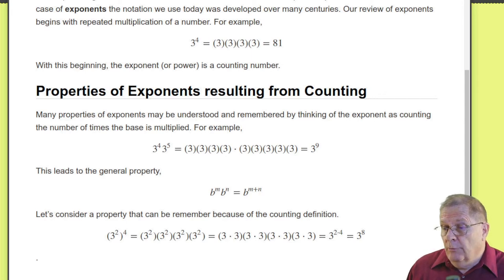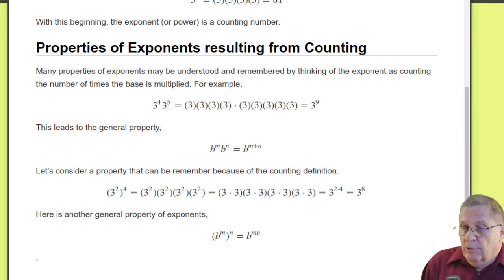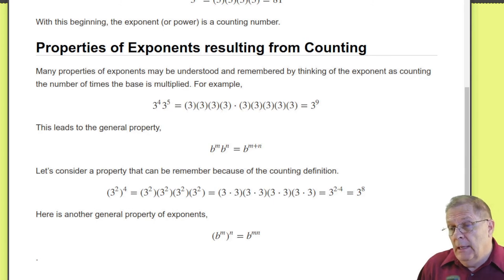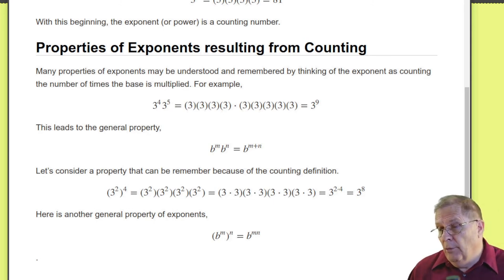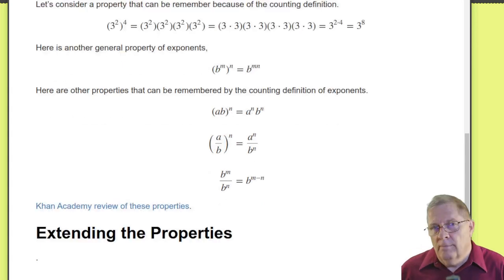This leads to a general formula. If we have any base, b raised to the m power, and all of that raised to the n power, then that's going to be equal to b raised to the m times n power. These 5 properties are reviewed nicely with Khan Academy. There's a link there to get you to that.